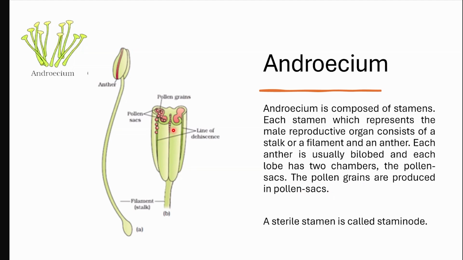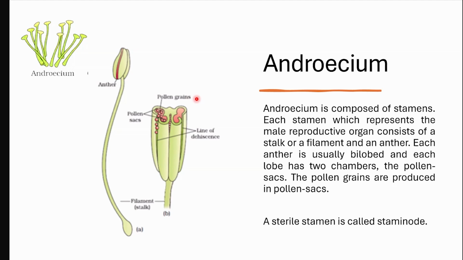Pollen grains are produced in the pollen sacs. The pollen grains are the plant equivalent of a sperm. The female reproductive part over here is an egg or an ovule. So the male reproductive product over here is pollen. The pollen grains are produced in these pollen sacs.